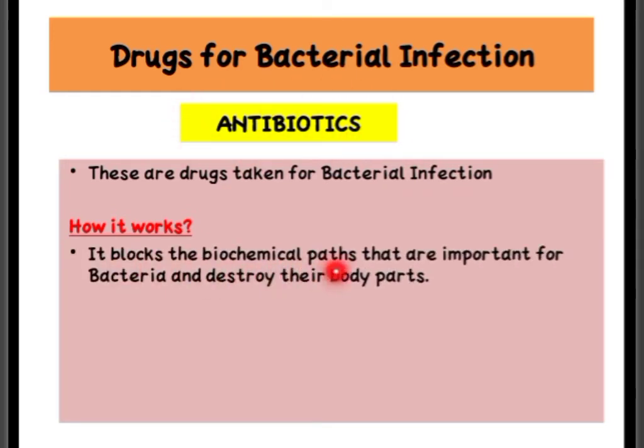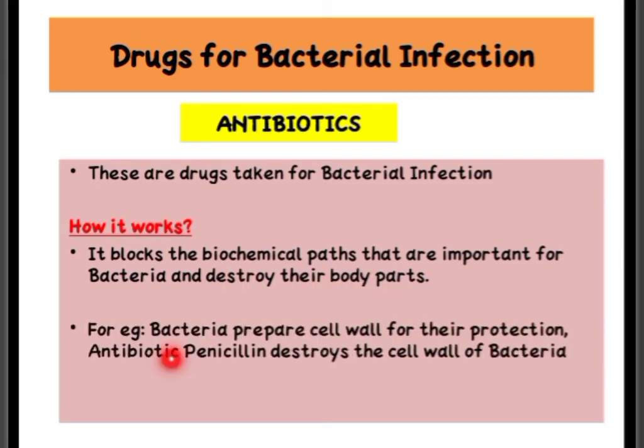It blocks the biochemical pathways that are important for the bacteria, and it also destroys their body parts. Biochemical pathways means there are certain reactions going on inside the bacteria which help the bacteria to digest its food, to reproduce, and also to excrete. Everything is helped because of some biochemical functions. Antibiotics go and cause difficulty for the bacteria to carry out these body functions. Because of this reason they cannot perform well, and their body parts get destroyed.